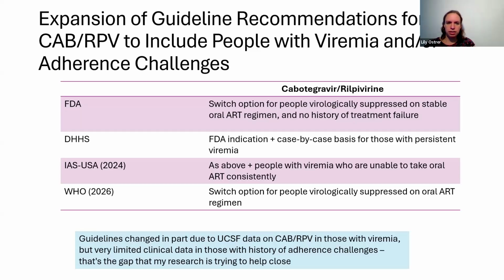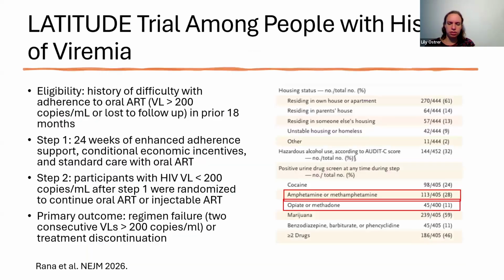And that's one of the gaps that some of the research I've done is trying to help close. So the guidelines have been slowly changing over time. But actually, just earlier this year, we did get some trial data when the results of the LATITUDE study were published. Probably many of you are familiar with the LATITUDE study, but I'm just going to discuss it briefly. LATITUDE was a trial that was conducted among people with a history of viremia or with difficulty with adherence to oral ART. They defined their eligibility criteria as people that had a viral load greater than 200 copies per ml or were lost to follow-up in the prior 18 months, despite having a prescription for oral ART.